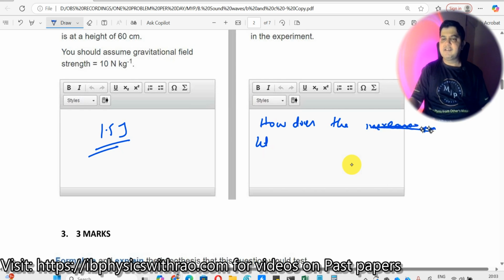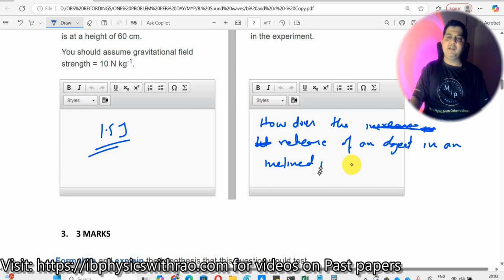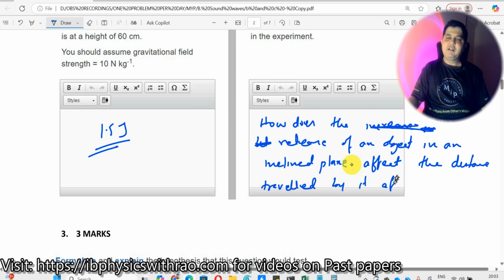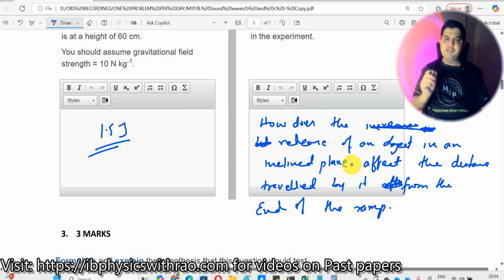No. We'll write this as, how does the release of an object on an inclined plane affect the distance traveled by it from the end of the ramp? This question appears to be a good one, so we can very clearly proceed.